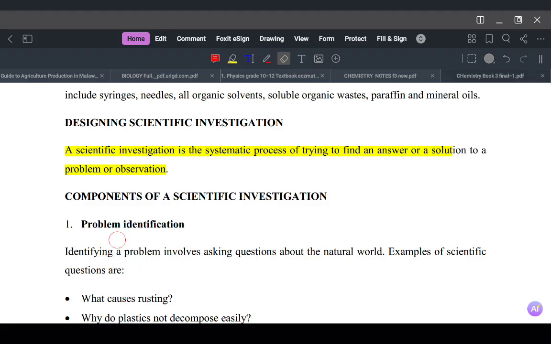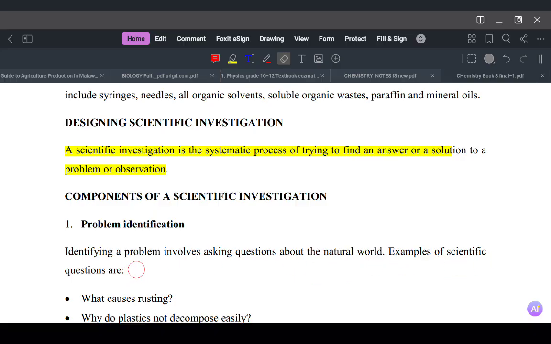So, the first step of scientific investigation is to identify a problem. You cannot solve a problem without a problem itself, all right? So first and foremost, we need to identify a problem. Identifying a problem involves asking questions about the natural world.